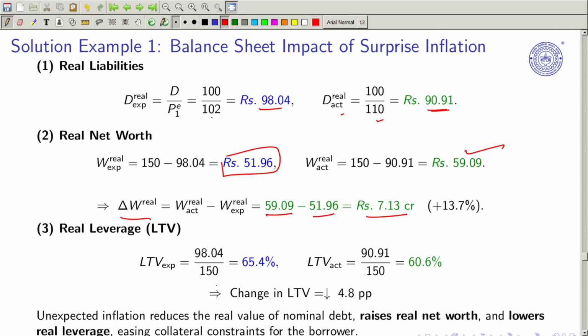Real leverage is how much? Real leverage is 98.04 upon 150, so it comes out to be 65.4%. The actual loan to value is 90.91 upon 150, which we have done already, and it comes out to be 60.6%. How much is the decline? 60.6 minus 65.4 gives a decline of 4.8 percentage points. This means that unexpected inflation reduces the real value of nominal debt, raises real net worth because you get more benefit, and lowers the real leverage, so your collateral value will not be required that much. This is one of the beauties of this particular example.